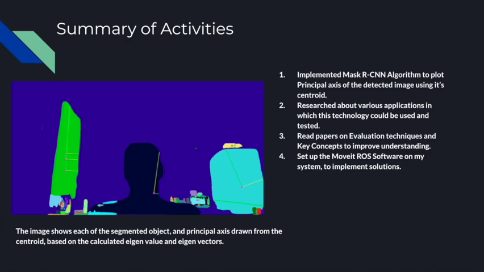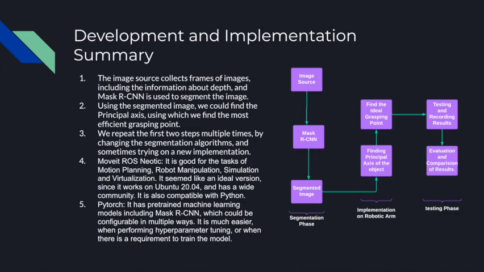eigenvalues and eigenvectors. Coming to the implementation, the image source here collects frames of images including the information about depth, and Mask RCNN is used to segment the image. Using the segmented image, we could find the principal axis using which we find the most efficient grasping point. We repeat the first two steps multiple times by changing the segmentation algorithms and sometimes trying a new implementation.